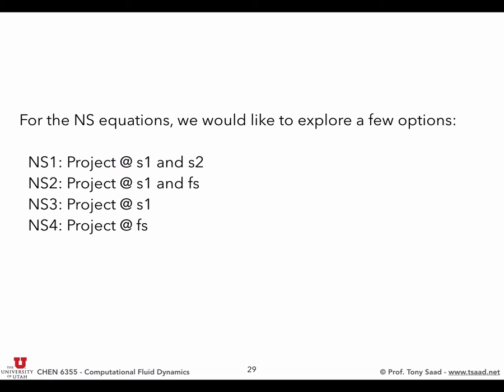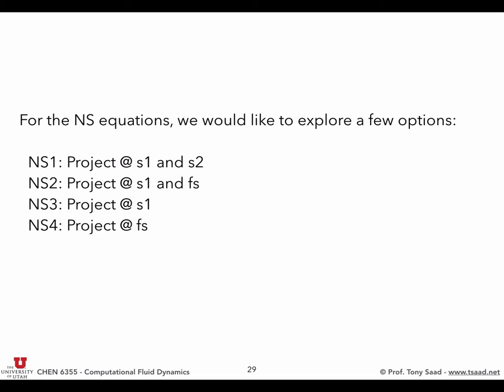Or we can project at stage 1 and the final stage. We can project only at stage 1. We can project only at the last stage. Or we can project at S2 and the last stage. But we can show that S2 and the last stage are, in practice, combined together. You don't have to separate the last stage and the n+1 and the final stage. Okay? So let's see what happens if we take these.